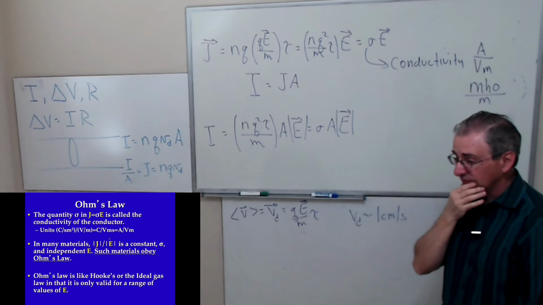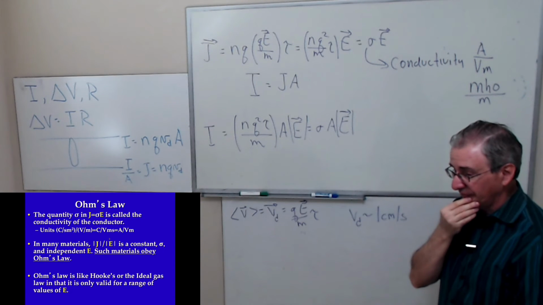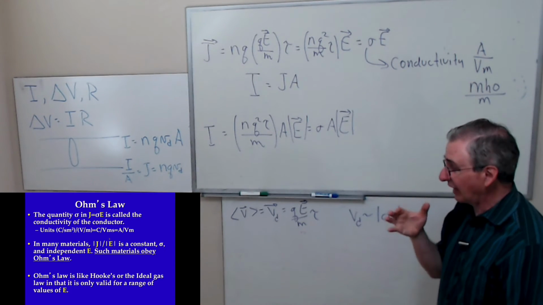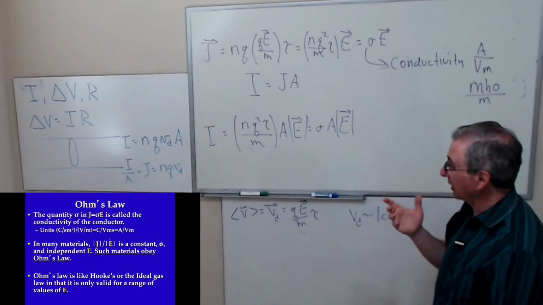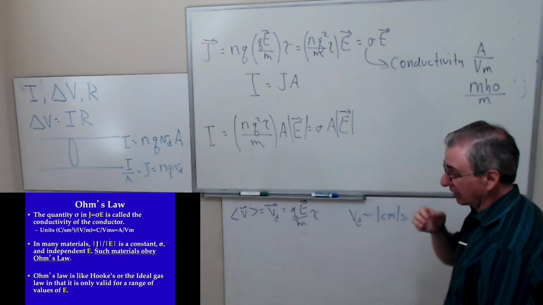So Ohm's law, like Hooke's law or the ideal gas law, is really valid over a range of values of V, because if you make E too big, then this equation is not going to work.